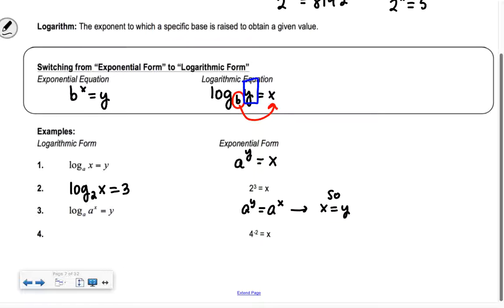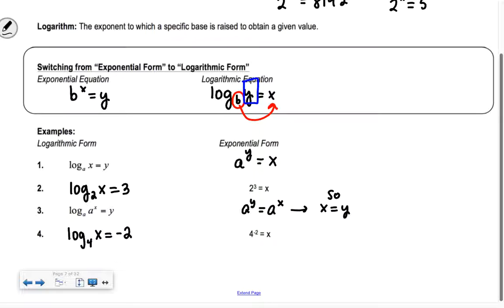And then this last one, 4 to the negative 2 equals x. Everybody try it. See if you can get it. If you can't get this, if you can't switch them around, you're not going to do well on the test, I promise. This is like the most important thing. So we have log base 4 of x equals negative 2.